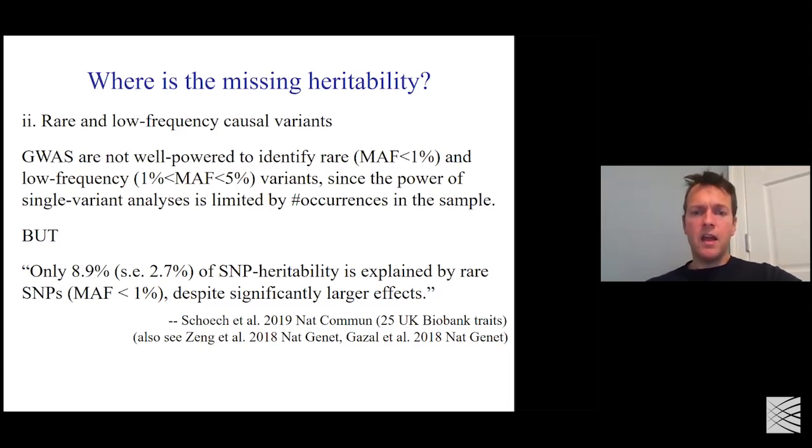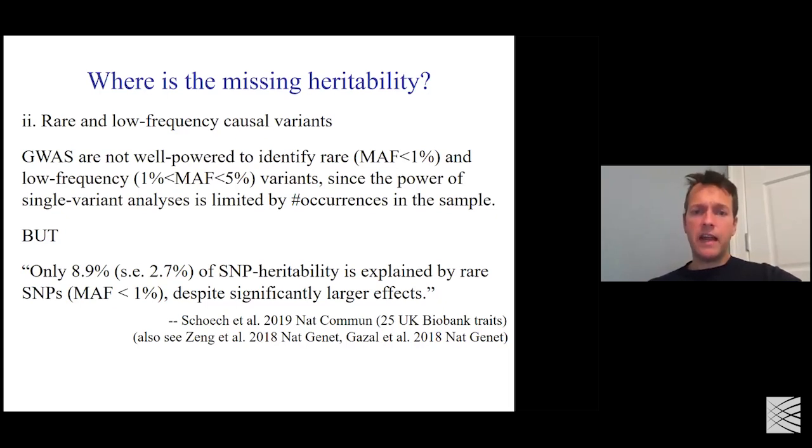Now, to be clear, I specifically do not want to say that rare and low frequency causal variants are not important and we shouldn't study them. Rather, what's going on here is that if you're interested in heritability or in explaining a lot of heritability, then rare and low frequency causal variants don't contribute a lot. And by extension, if you're interested in polygenic prediction, which piggybacks off of heritability, then rare and low frequency causal variants aren't very important.